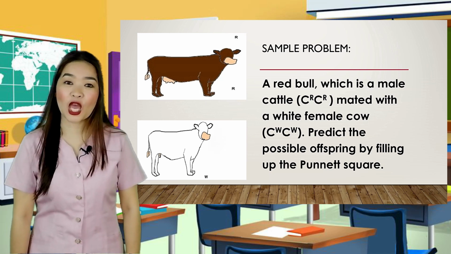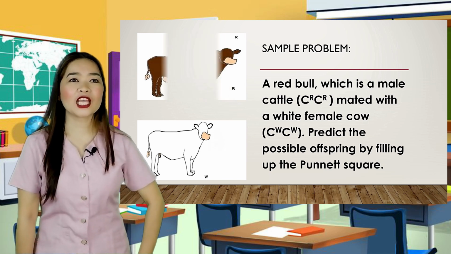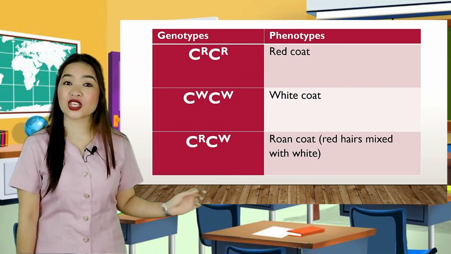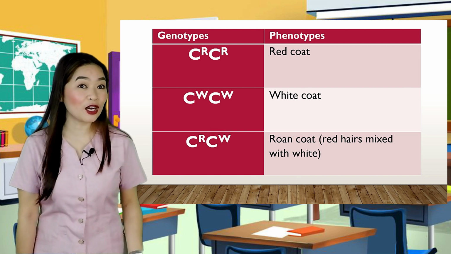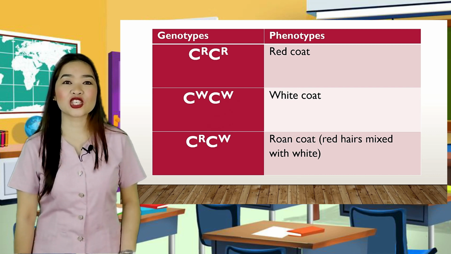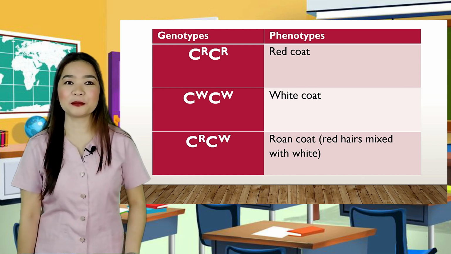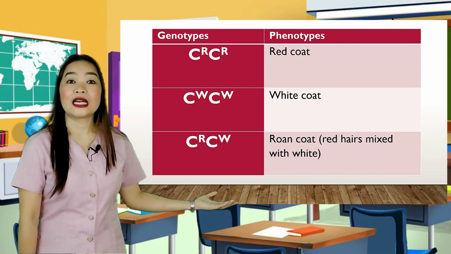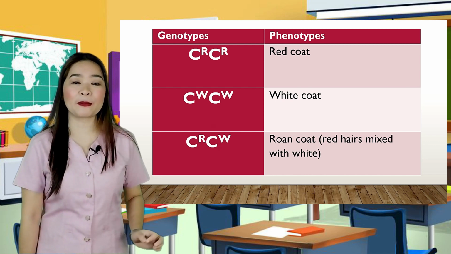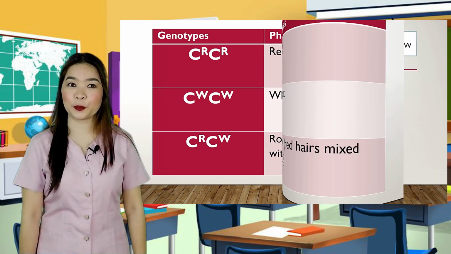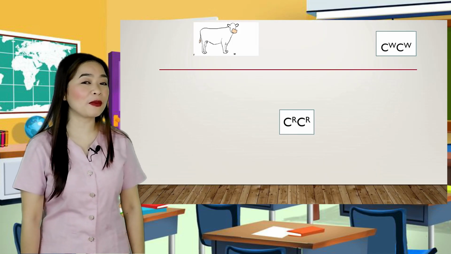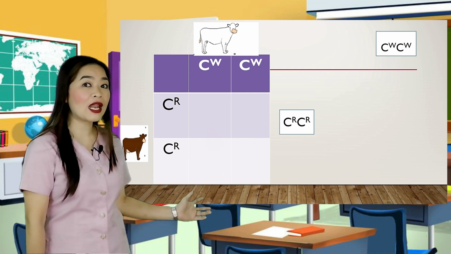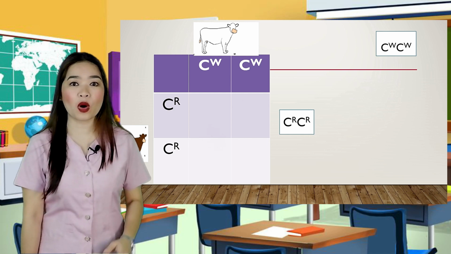In the given problem, using a Punnett square, it would look like this figure. We have white with a genotype of CW CW, red with a genotype of CR CR. The offspring would be roan coat, a red and white with a genotype of CR CW. The percentage probability is 100%, since in the figure, all offspring has a red and a white spot.